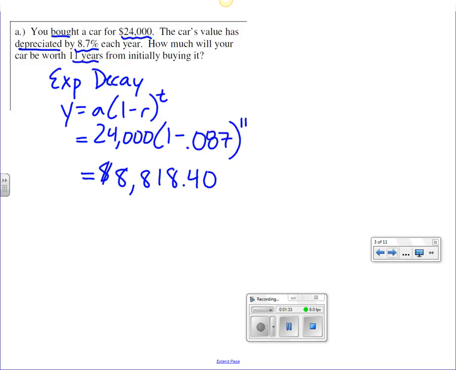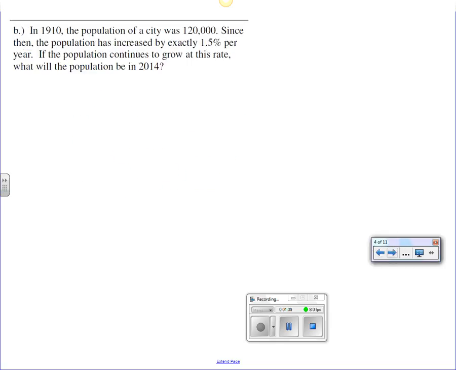So that's how much the car will be worth. Feel free to pause this video at any time to catch up, or you can rewind it as well. All right, next example. In 1910, the population of a city was 120,000. Since then, the population has increased by exactly 1.5% each year. If the population continues to grow at this rate, what will be the population in 2014?